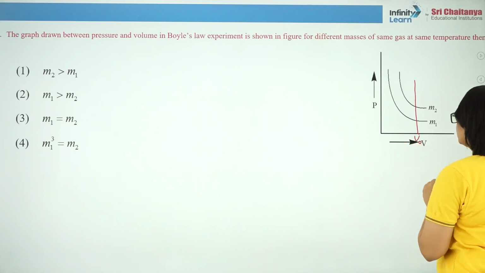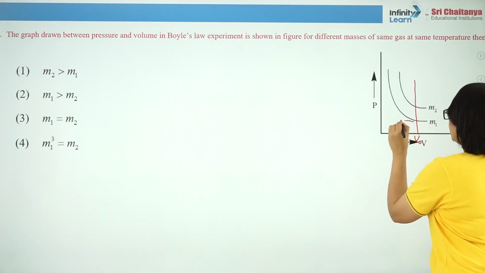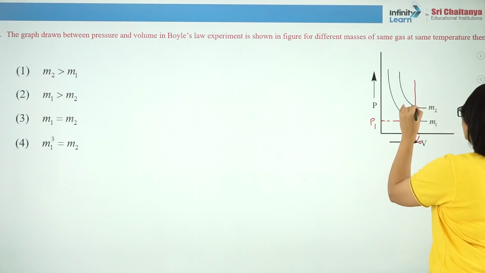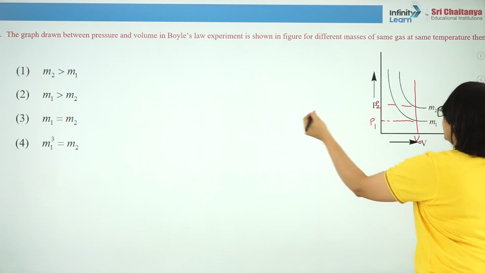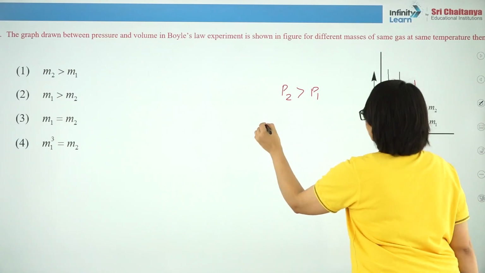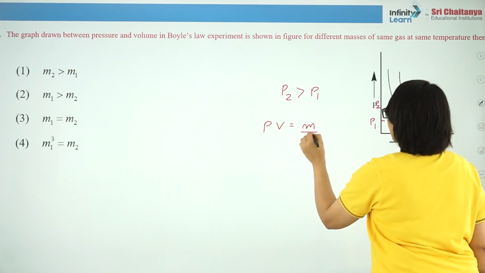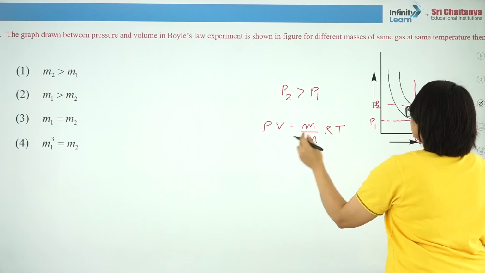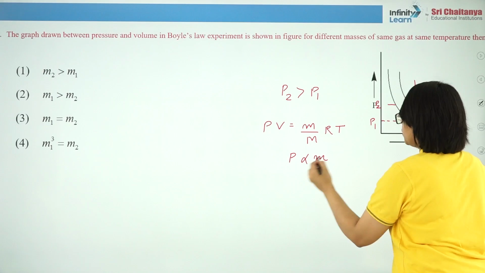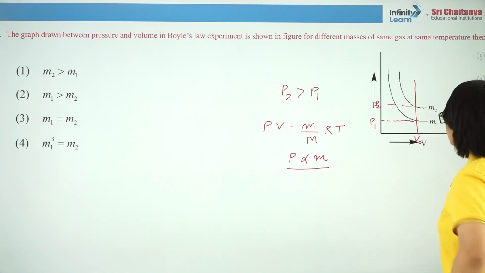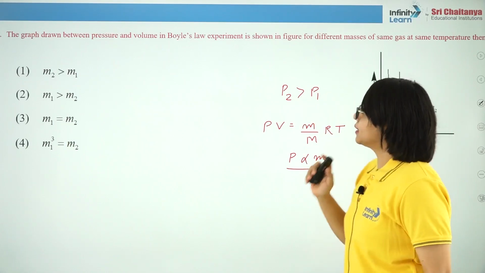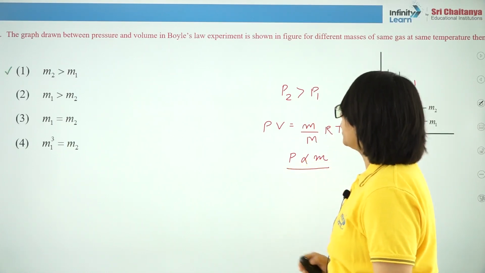So, let us say this volume value is V naught. So, corresponding to this volume V naught, pressure of M1 is let us say P1 and pressure of M2 is let us say P2, and you can see that P2 is greater than P1. We also know that PV is equals to M upon capital M RT. So, pressure at constant volume V naught is directly proportional to M, right. So, if pressure is directly proportional to M and P2 is greater than P1, that means what? M2 is greater than M1, which is option 1.